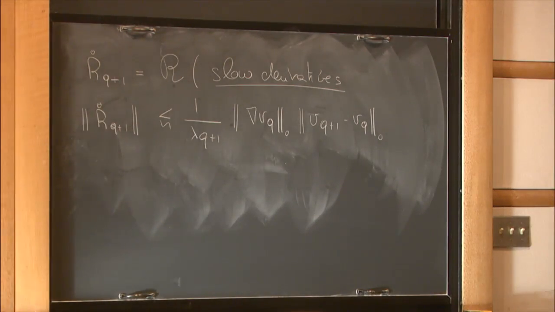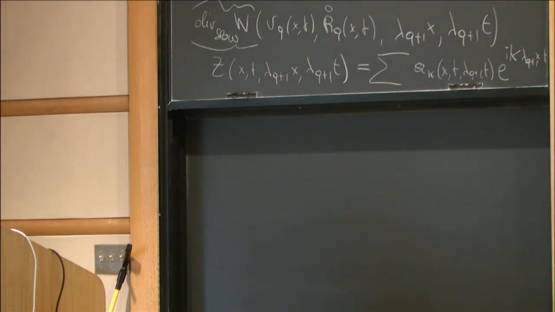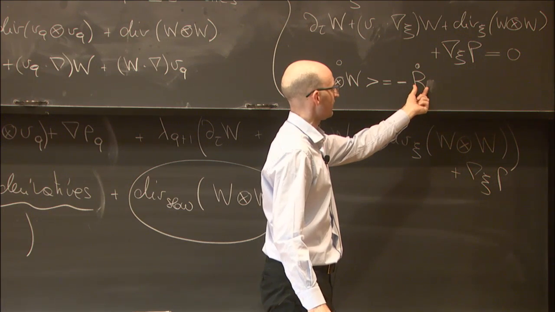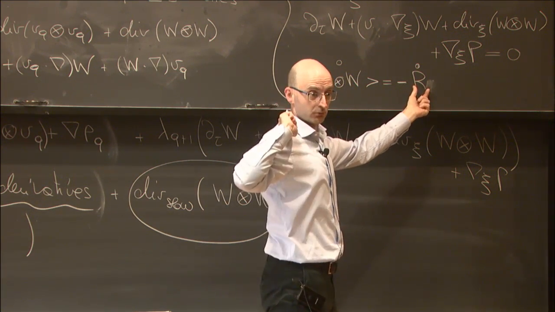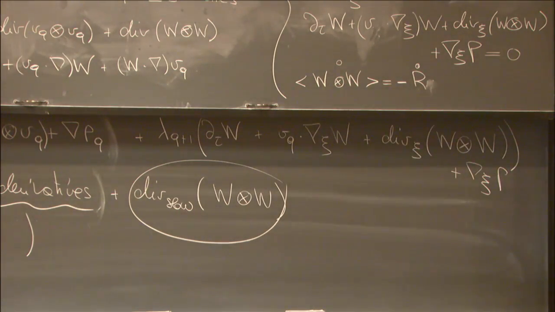Now let me elaborate a little bit more on that. You see from this condition that the size of W has to be essentially the square root of the size of R circle, and this is R circle from the previous iteration. So what you really have here is an estimate which looks like this.